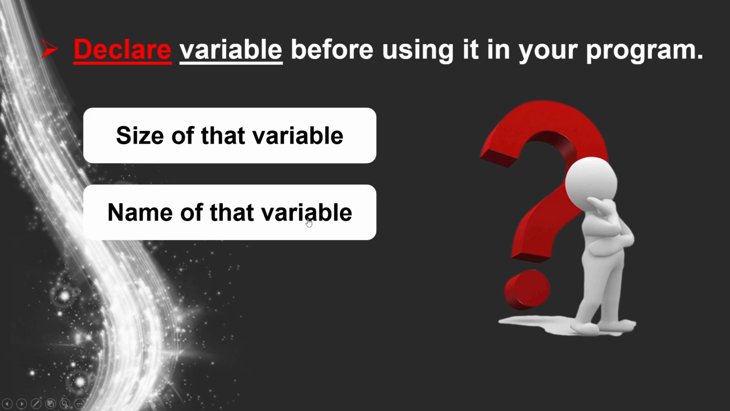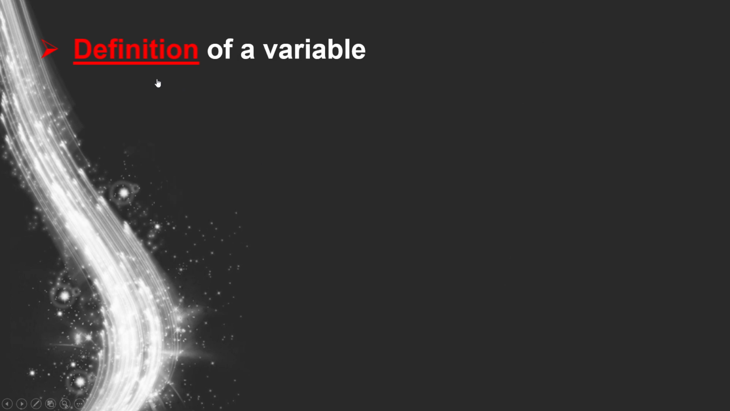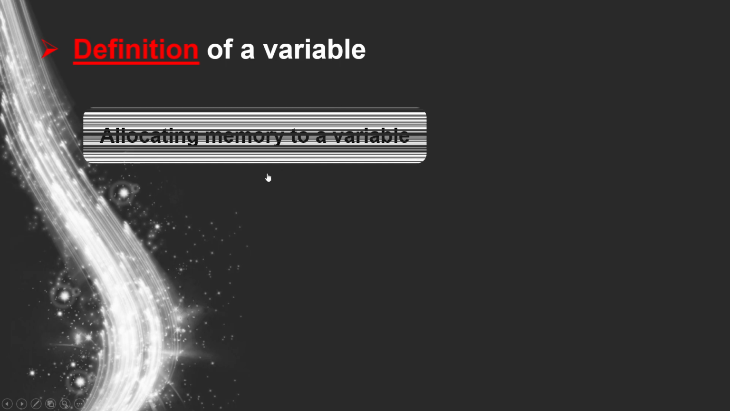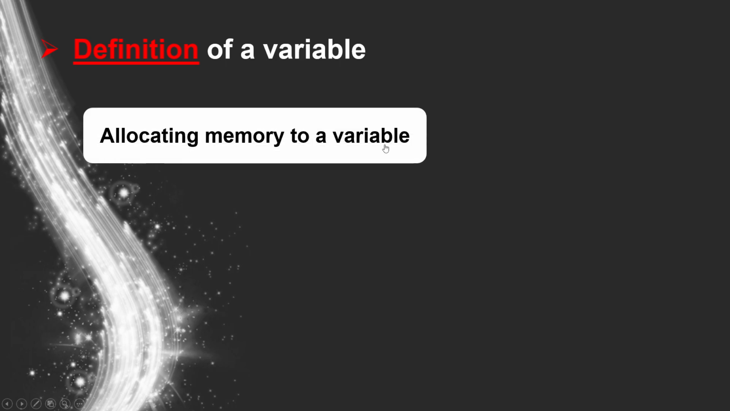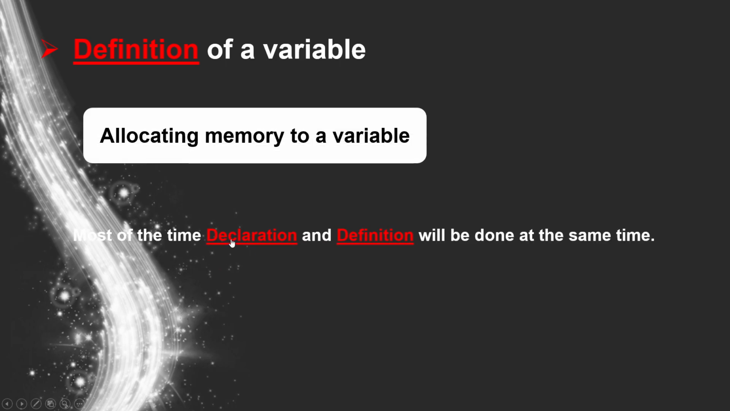There is one more term called definition of a variable, which means allocating memory to a variable. Most of the time, declaration and definition will be done at the same time. However, this is not always the case. It depends on the modifiers that you mention with variables. We will discuss modifiers later, as well as how declaration and definition is different for different modifiers.